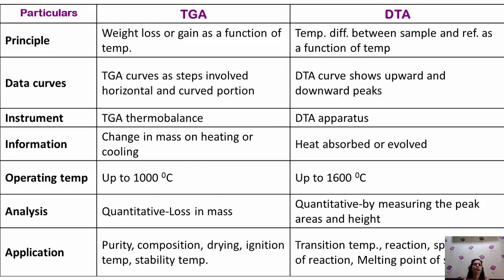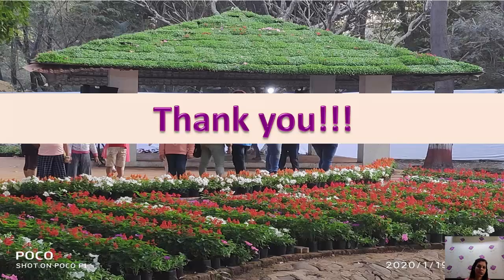The analysis we can do in TGA is with respect to loss in mass. Here in DTA, quantitative analysis we can do by measuring the peak areas and heights. We can apply TGA on a large scale for finding out purity, composition, drying, ignition and stability temperature. Here we can get the data. Can you tell me? Yes, melting point, boiling point, transition temperature, specific heat of reaction, very good, and stability temperature. Yes, thank you. Hope you have enjoyed this video and understood both thermal analysis techniques.